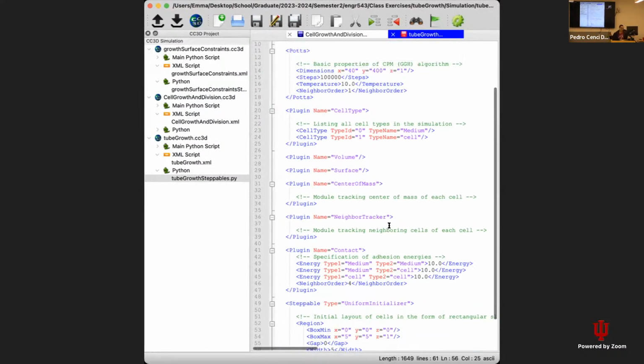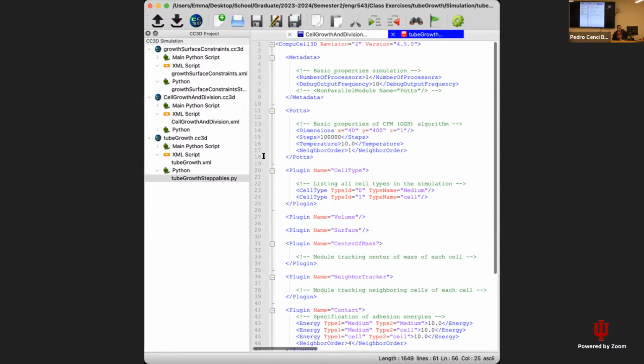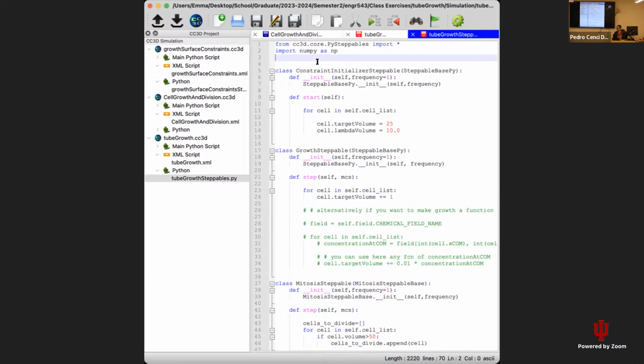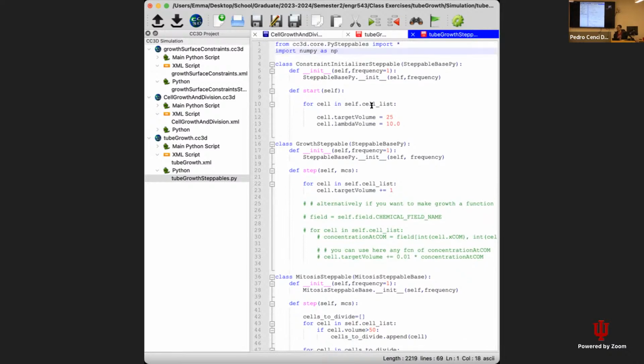Show me your Steppables. I haven't edited that yet. What did you recommend for the target volume, 25, and then lambda volume of 10? Why? It's just larger. That's larger than the first. Why should you use 10 instead of 2?